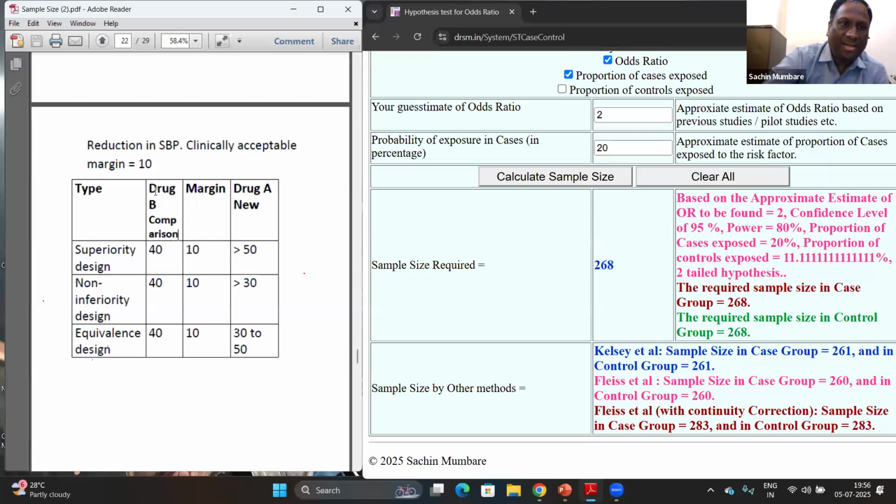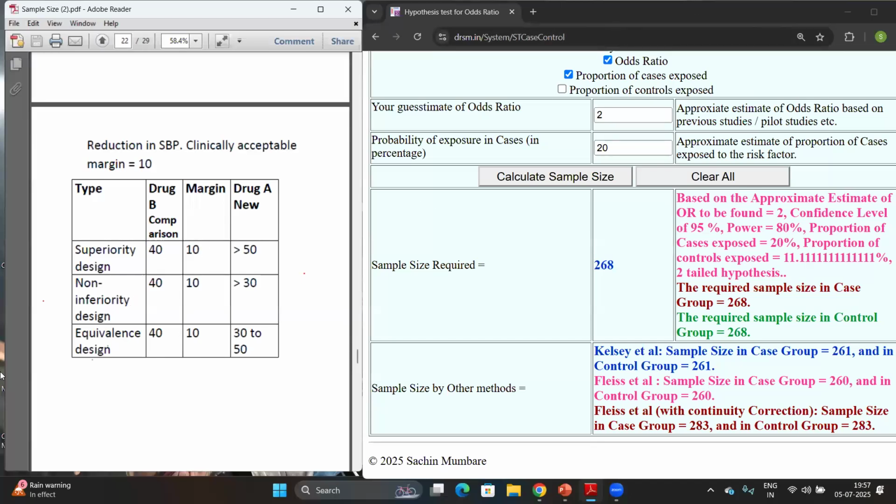Understood what I'm trying to tell? This drug B is already in existence and the mean reduction in systolic blood pressure by drug B is 40 mm of Hg. Understood up to this?